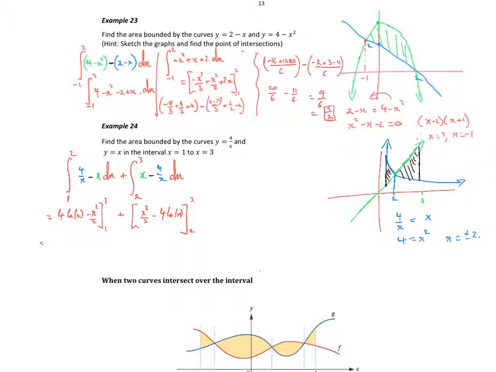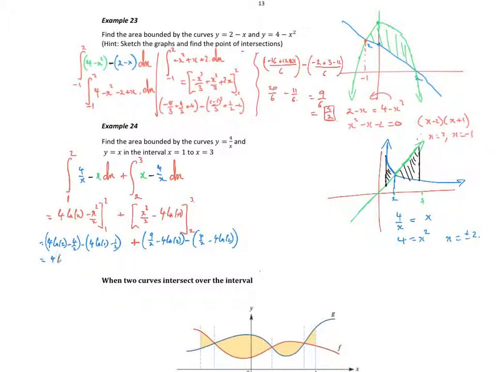Let's come in here. So we get 4 natural log of 2 minus 4 on 2, subtract 4 natural log of 1 minus a half. So that's that integral, plus, at 3, I'll get 9 on 2 minus 4 natural log of 3, subtract 4 on 2 minus 4 natural log of 2.